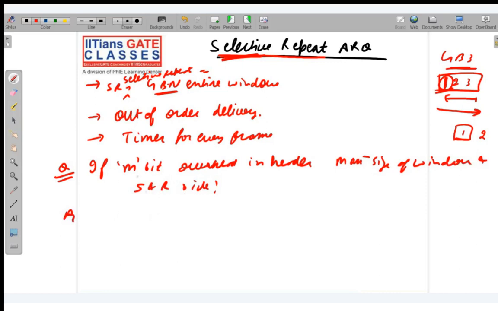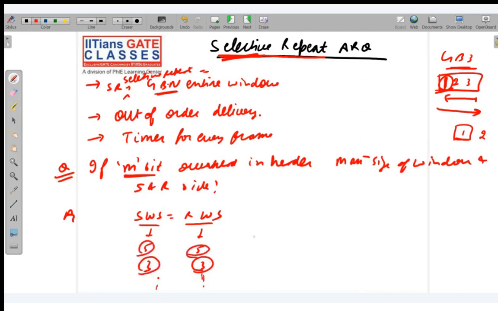To solve this question, we should know that here sender window size and receiver window size both are the same. Sender window size SWS is equal to receiver window size. For example, if sender window size is 5, receiver window size will also be 5. If sender window size is 3, receiver window size is 3, and so on. Receiver window size is no longer 1, because if it is 1, then it will be Go Back N. Now here both will be the same.